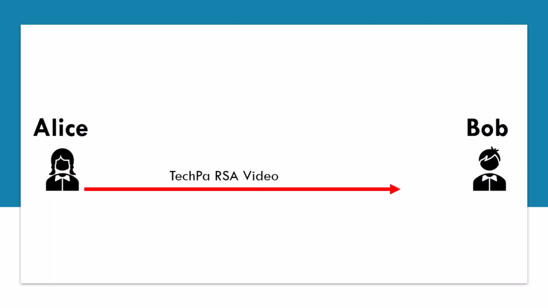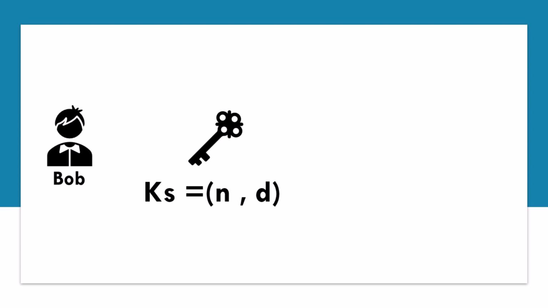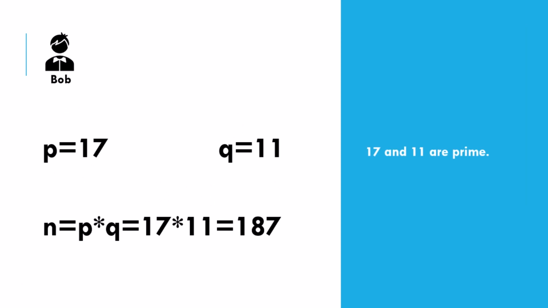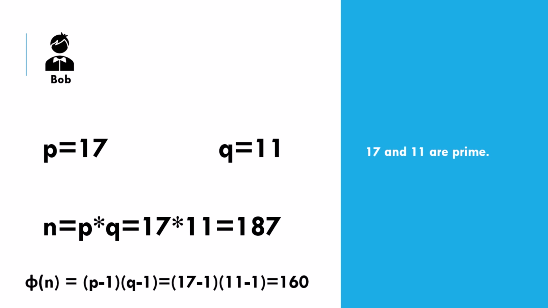Imagine Alice wants to send the message "TechPA RSA video" to Bob. First, Bob should create a public and private key and give the public key to Alice. Bob chooses P equals 17 and Q equals 11, then N equals 187, and computes the Euler totient function, which results in 160.